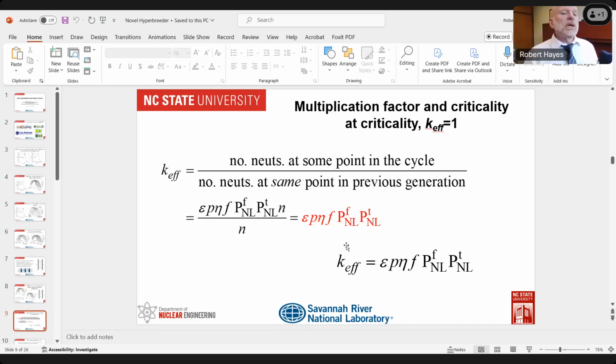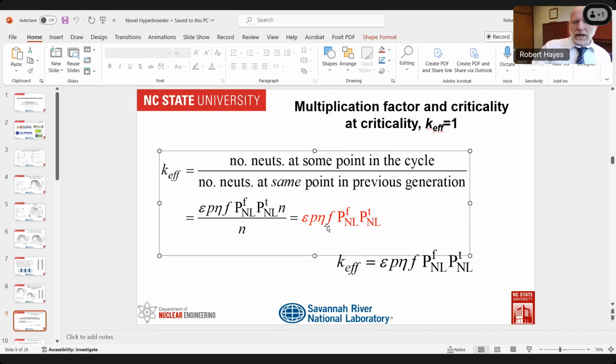I'm largely going to ignore the losses from fast and thermal neutrons at the boundary, and we're just going to focus on epsilon, p, eta, and f. Let's walk through those, and then we'll be able to see why this configuration is able to give us this hyperbreeding, this excessive reactivity potential that can then be leveraged and taken advantage of.